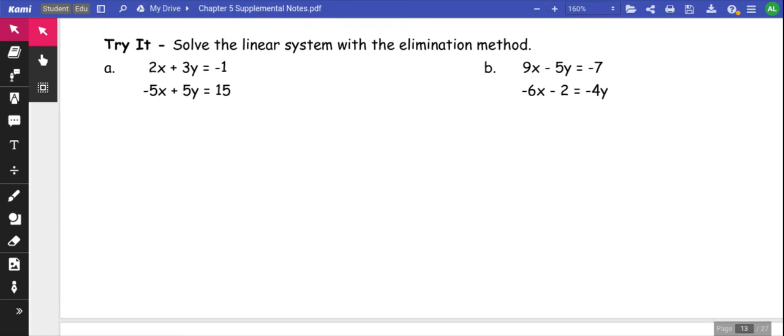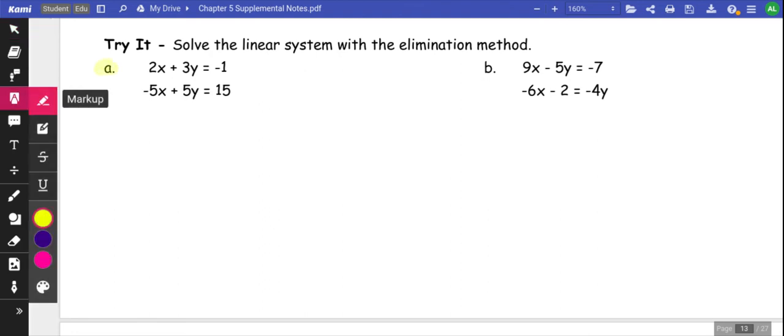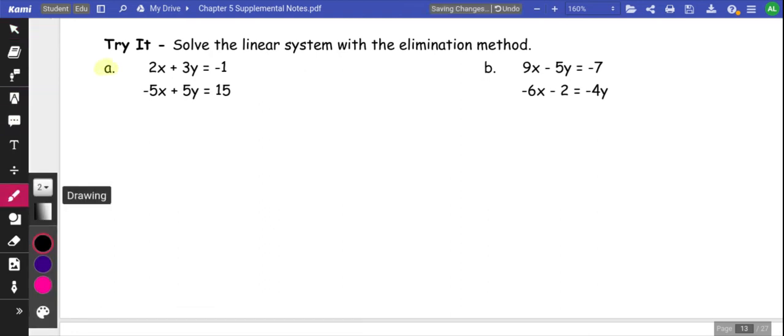I'm going to look at A here. You're going to look at your two equations, and first off, you want to see, okay, do I have one that's positive and one that's negative? So one variable where one is positive, one is negative, and we have that. Okay, I've got a positive 2x and a negative 5x.